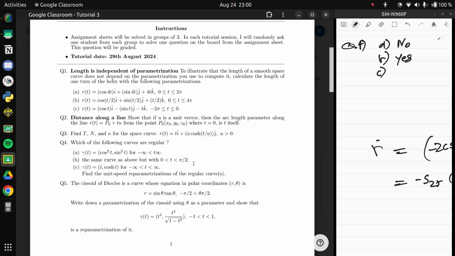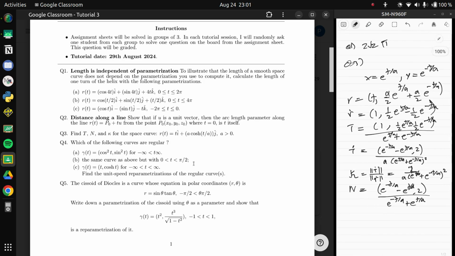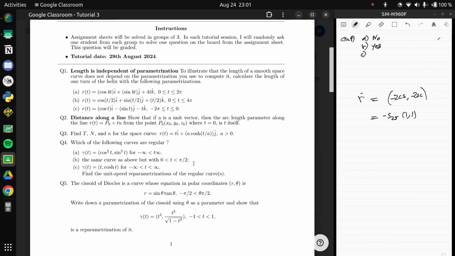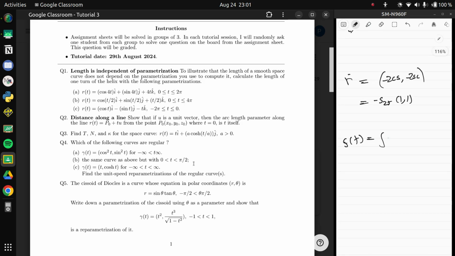Okay, so find the unit parameterization of the regular curve. Sure, unit parameterization of this curve. Oh, I hate this, but let's just do it. So how do you find the unit parameterization? Basically the arc length is what you want to parameterize everything in. How do you find arc length? S as a function of t is just the integral of the magnitude of the derivative, so square root of 2 sine of 2t dt from t equal to 0 to t.